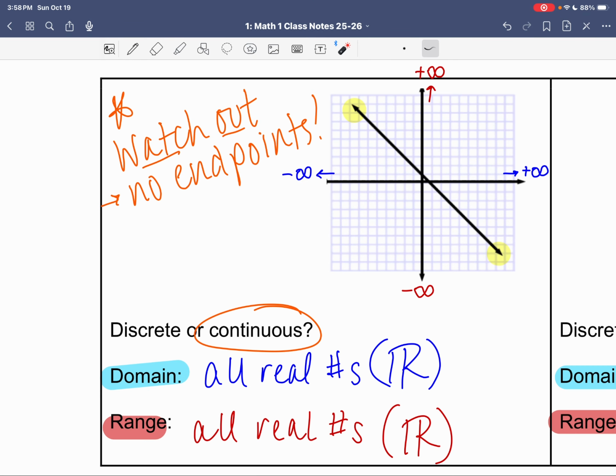All right, now again with this one, there's no endpoints because you've got an arrow here, you've got an arrow here. So again, this is continuous because there's no individual points. And the domain, well, your x's are going to keep getting bigger or smaller because this is going to extend out and that line's going to extend out. So we're going to say it's all real numbers. And again, you can do that R with the double line. That means all real numbers. And then your range, well, it's also going to be getting higher up or it's going to be getting lower. So that also is all real numbers.